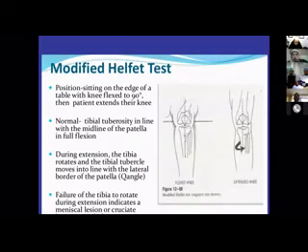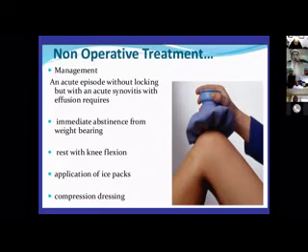A modified Helfet test, again, patient sitting at 90 degrees. Normally, the tibial tuberosity should be in line with the lateral edge of the patella during extension. If it doesn't go in that line, this is indicative of either a meniscal or a cruciate injury and warrants further investigation.